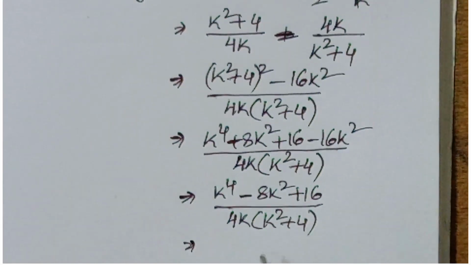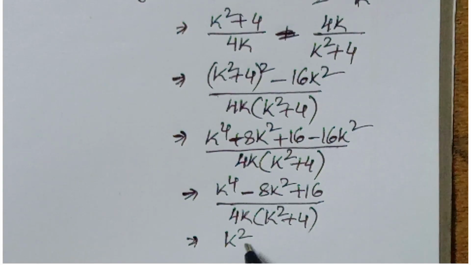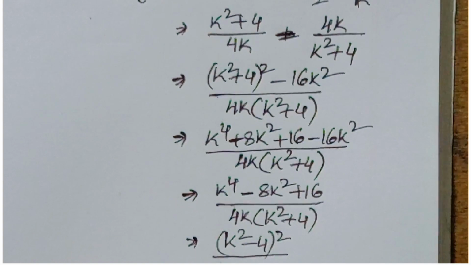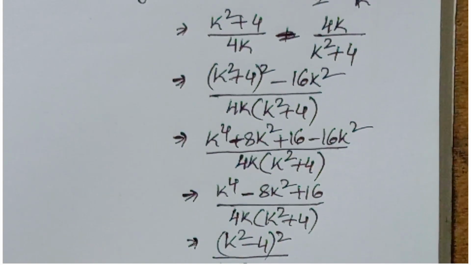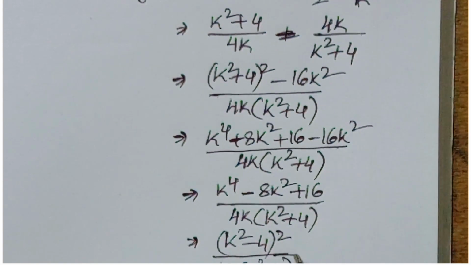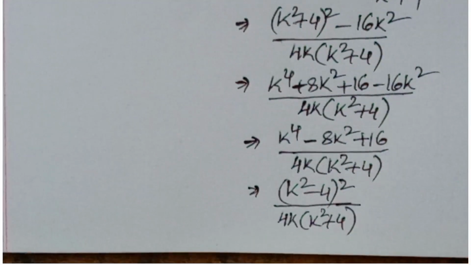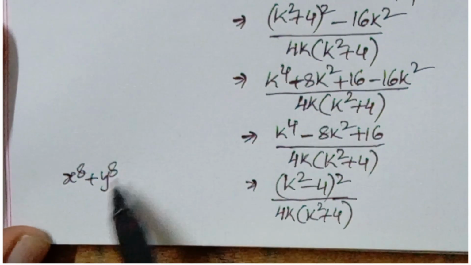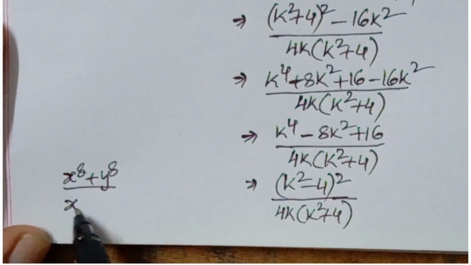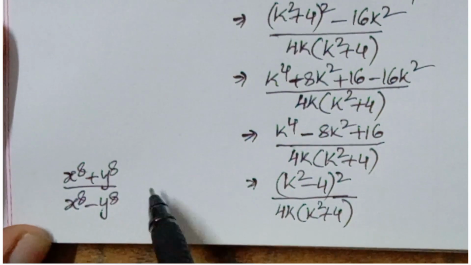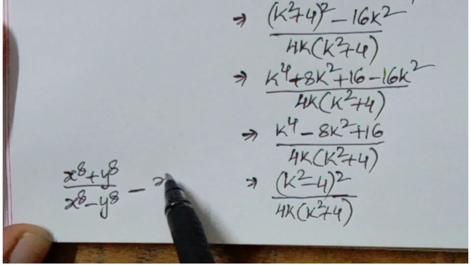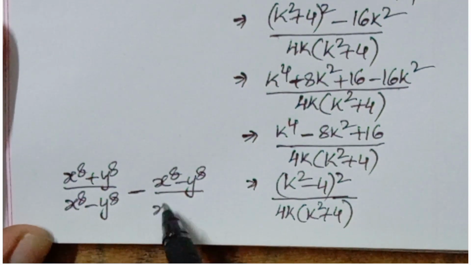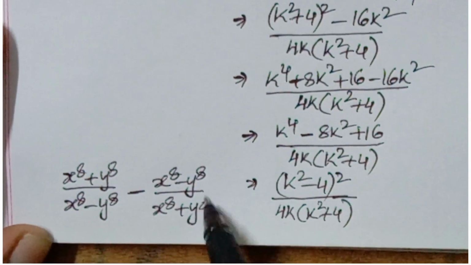So the numerator we get is (k² − 4)² by 4k(k² + 4). So this is the value of (x⁸ + y⁸)/(x⁸ − y⁸) minus (x⁸ − y⁸)/(x⁸ + y⁸).